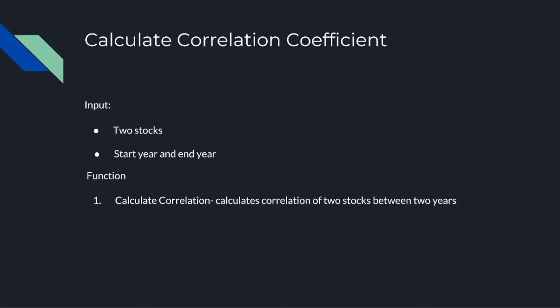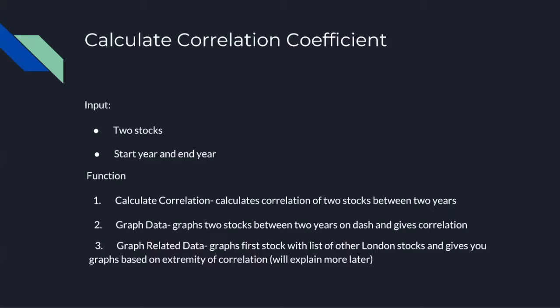And 1, this calculates correlation, so it outputs a number between -1 and 1, which is the correlation of the two stocks between 2 years. Second, it graphs the data, so it graphs the two stocks between the 2 years and outputs the correlation as well. And 3, it graphs related data, so this graphs the first stock that the user inputted with a list of other London stocks in the London Stock Exchange, and gives you the graphs based on the strength of the correlation, and this is the code I'll walk through later on.